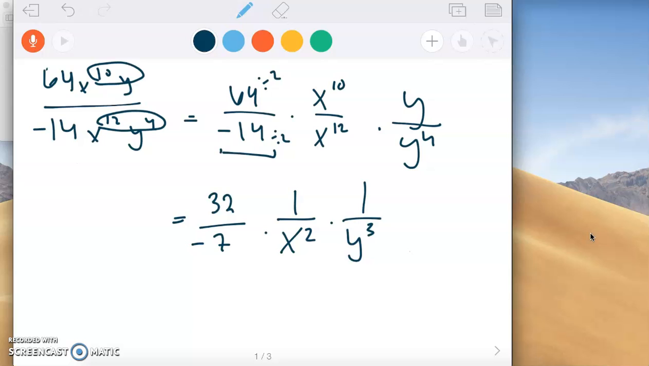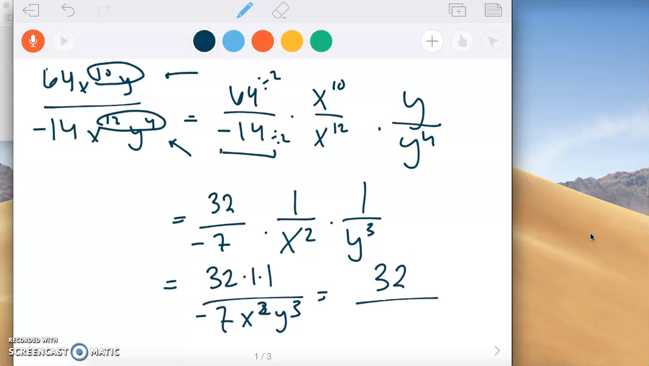Okay, and if the exponent is bigger in the numerator than in the denominator, then your answer is going to be that variable in the numerator. So if we were to put this back together, we have 32 times 1 times 1 all over negative 7 x squared y cubed, which is the same thing as just 32 over negative 7x squared y cubed. Okay, now that's expanding it all and doing it, looking at just the number, the x, and then the y.